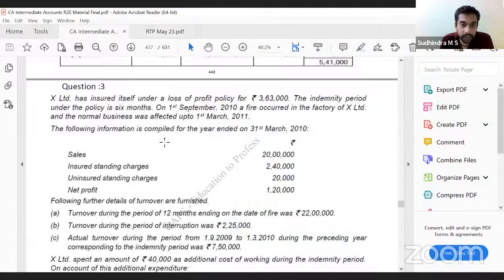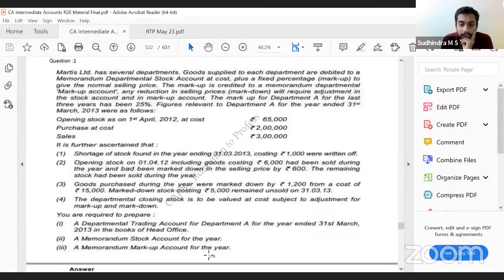Come to the material, page number 522. That is 514 in the material, 522 in the PDF. This is markup, markdown, which we have already discussed. So, a similar problem, look into it.